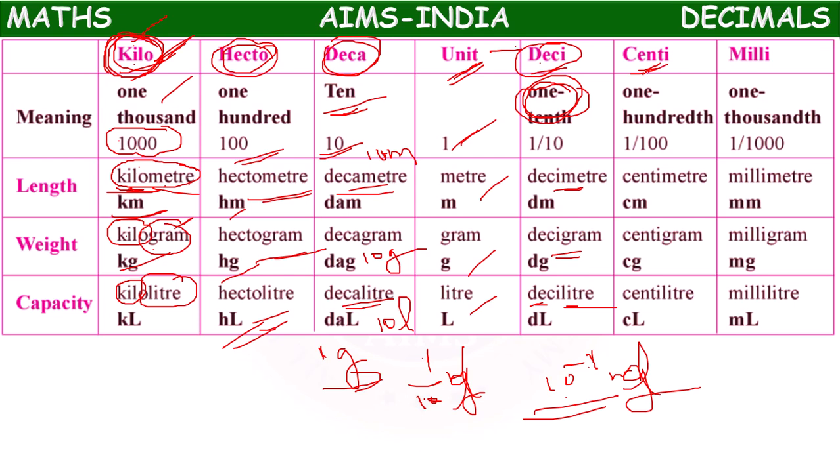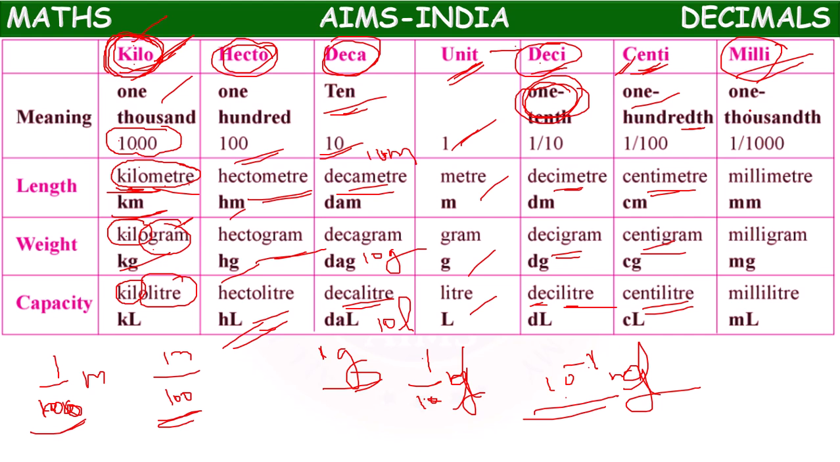So next, centi. Centi means 1/100th. 1 by 100 means in unit, the 100th part is called centi. So centimeter means 1 by 100 of meter. In 1 meter, 100 parts is equal to centimeter. Centigram, centiliter. Next, milli. Milli means 1000th part of 1. Millimeter, milligram, milliliter. Like this.